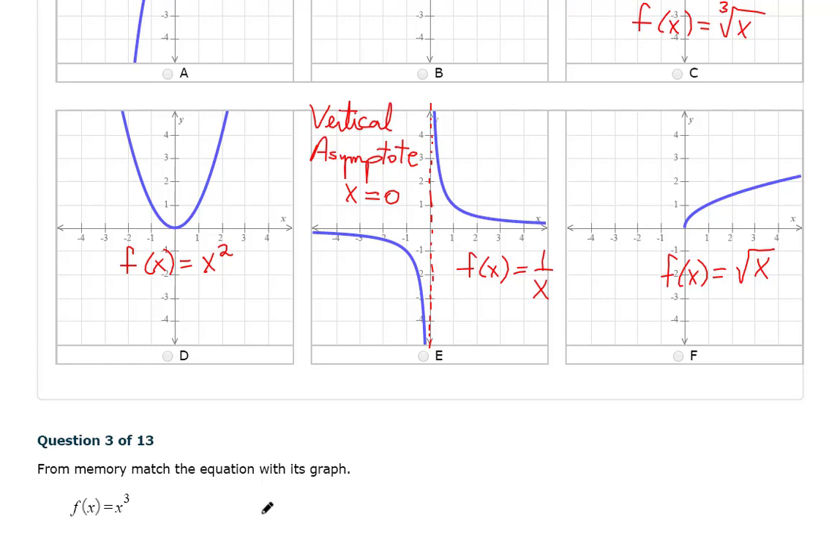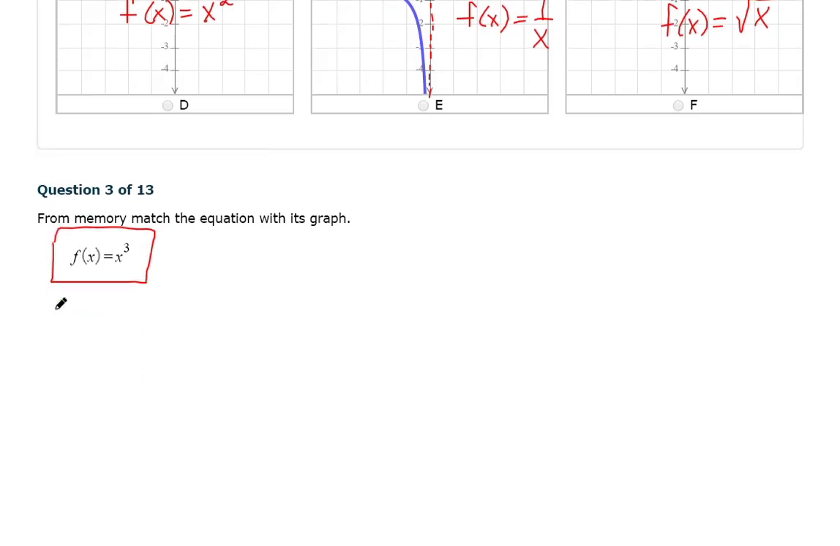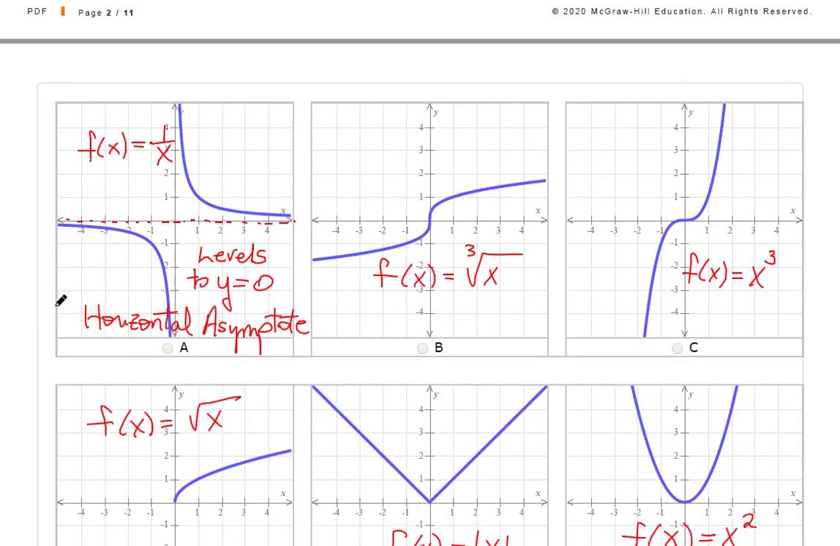All right, in question 3, we're looking for x cubed. Let's see, x cubed. I remember that's the snake one. Here's the snake one here in part C. The snake one that starts down, goes through the origin, and then goes up.